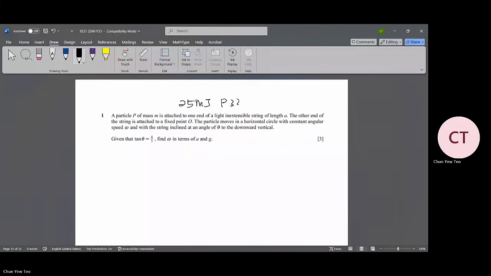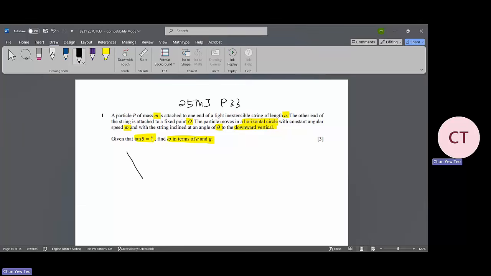33. Let's take a look at question number 1. A particle P of mass m is attached to one end of a light inextensible string of length a. The other end of the string is attached to a fixed point O. The particle moves in a horizontal circle with constant angular speed omega and with the string inclined at an angle theta to the downward vertical. Given that tan theta is equal to 4/3, find omega in terms of a and g.